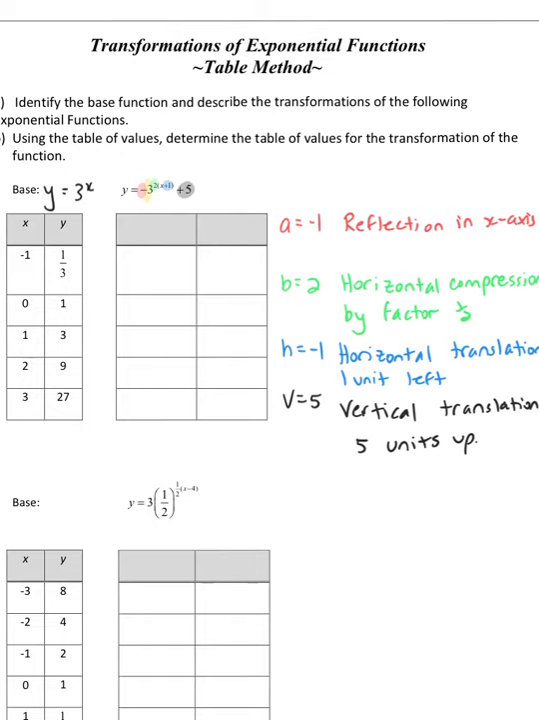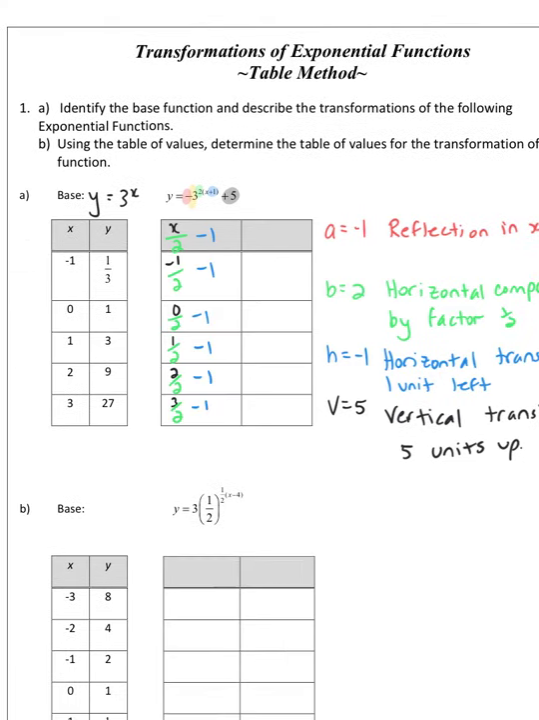So the first thing I will do is apply the B and the H values to X. So I have X, because it's being compressed by a factor of half, that means all the X values are being divided by 2, and then they are moving 1 to the left. So for each X value, I'm going to divide it by 2 and then subtract 1. So when X is -1, divided by 2 to get -1/2, subtract 1. So you would find a common denominator, so that's -2 over 2. So that would result in -3 over 2.